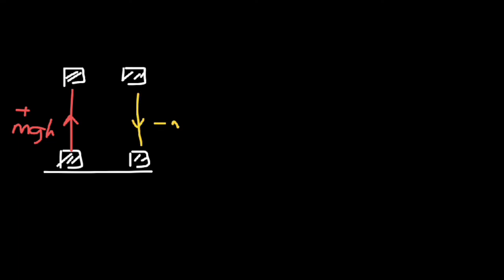Consider a box being lifted to a height h. Here a positive work, positive mgh, is done on the box. And the work done on the box when it moves along the gravitational field is minus mgh. So if you consider this closed loop, the net work done is equal to 0.